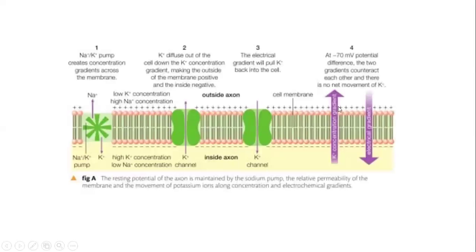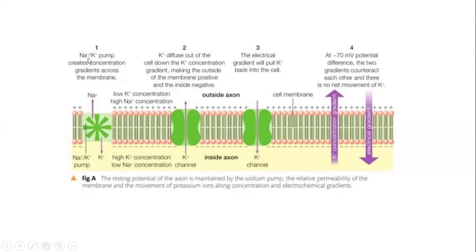They have given the diagram also, right? The resting potential. Now they have given here the resting potential of the axon is maintained by the sodium potassium pump. So you have to know, that is very important, how this resting potential is maintained in the axon. It is by the sodium potassium pump. You know how much sodium is going out, how much potassium is coming in, right? The relative permeability of the membrane and the movement of the potassium ions along the concentration gradient and electrochemical gradient. So there are actually gradients, right? Electrical gradient, ion gradient, or mainly the concentration gradient of these ions.